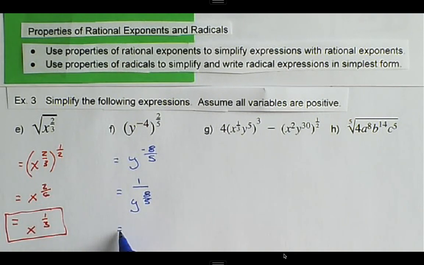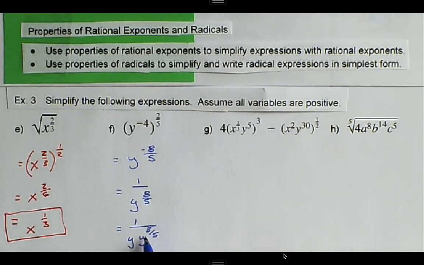So we can rewrite this as 1 over y. We took 5 of those away because this is y to the 5 over 5. So what we have left is y to the 3/5. In order to make this y whole again, or to get rid of that exponent, we need 2 more.